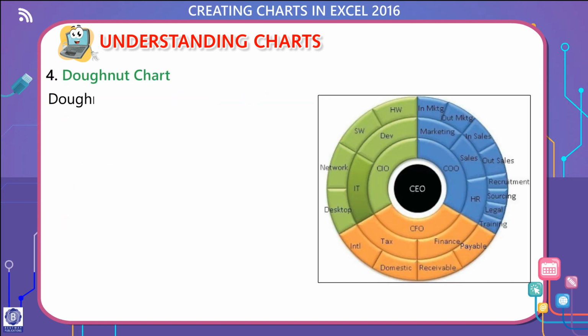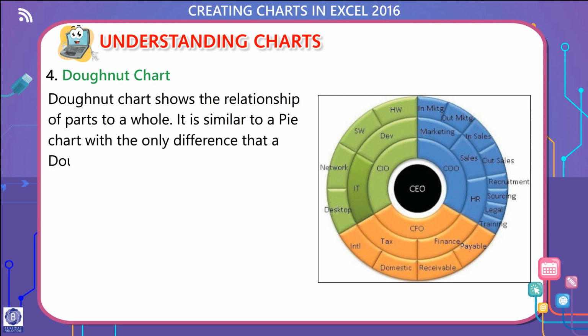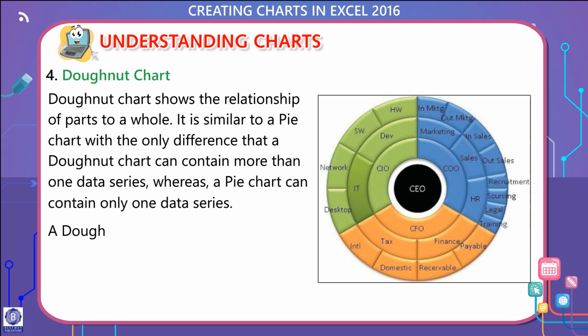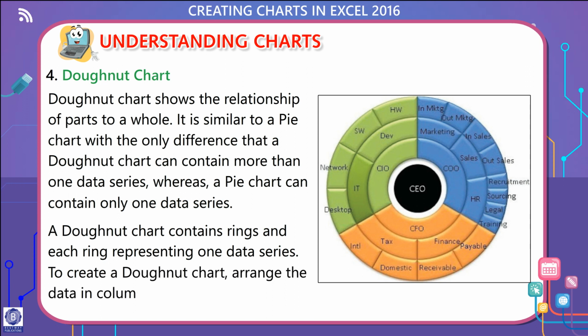Donut chart. A donut chart shows the relationship of parts to a whole. It is similar to a pie chart, with the only difference that a donut chart can contain more than one data series, whereas a pie chart can contain only one data series. A donut chart contains rings, with each ring representing one data series. To create a donut chart, arrange the data in columns or rows on a worksheet.